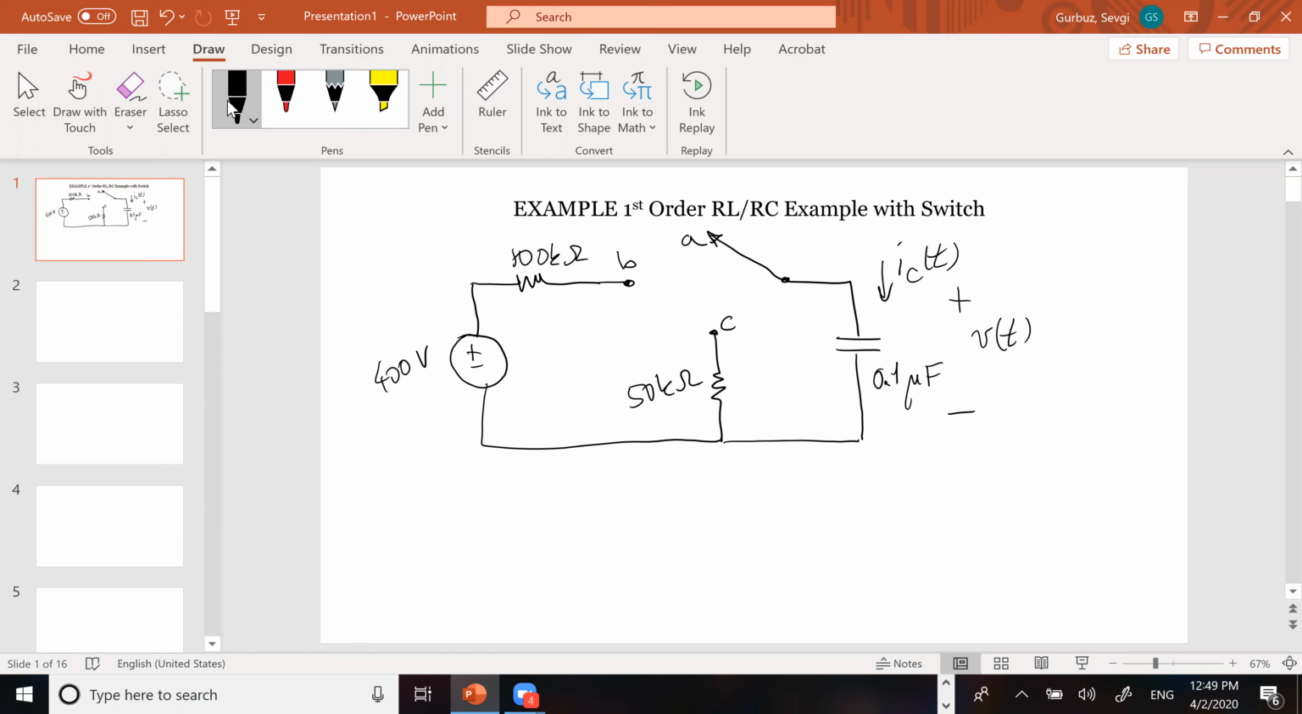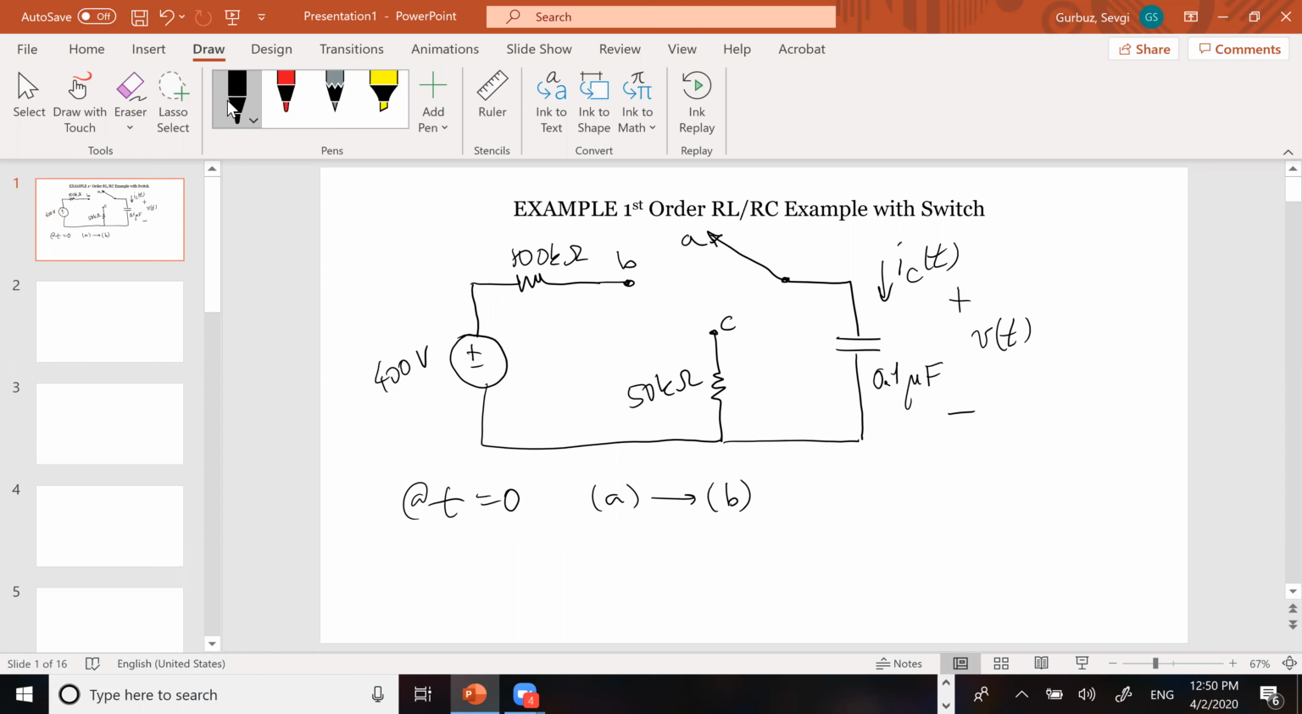So the movement of the switch is going to be as follows. At time t equals 0, the switch is going to move from its position at A to position B. This will allow the capacitor to charge. We're assuming that there's no initial charge on the capacitor in this problem.